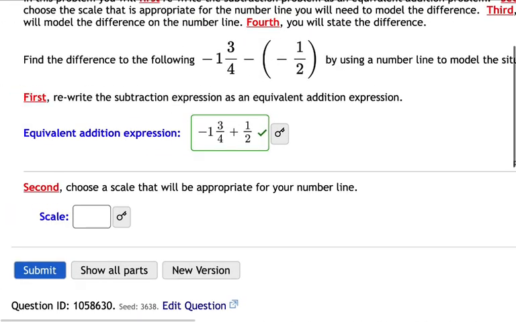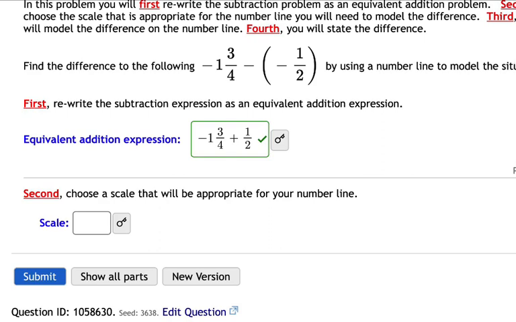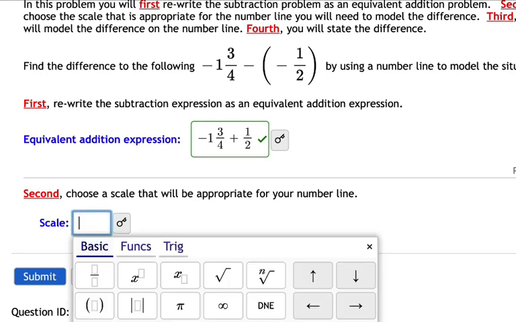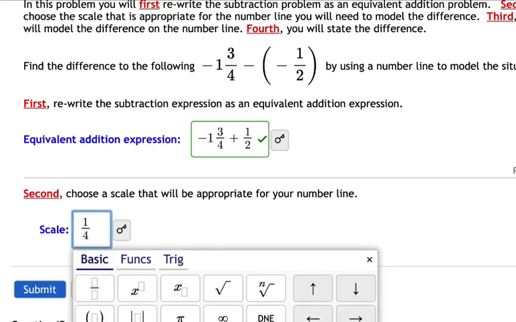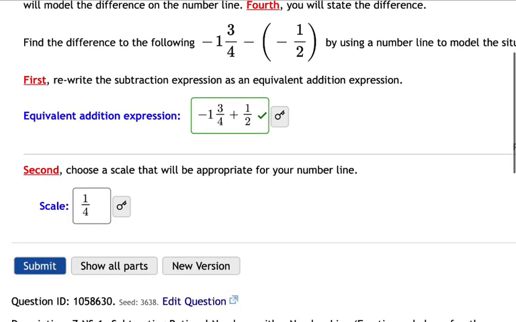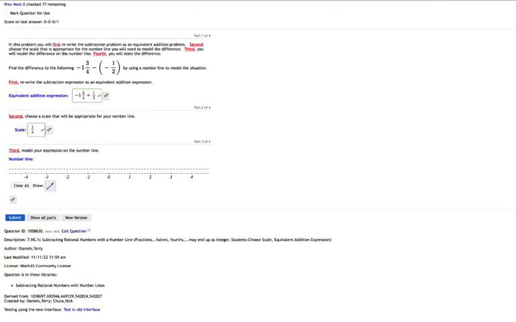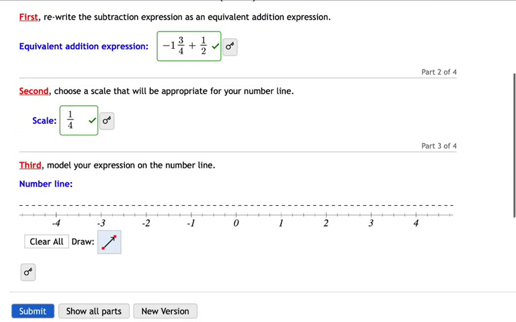Now we choose our scale. So we're talking about fourths and halves here. So we really have to think about this in terms of the common denominator. The least common denominator between 4 and 2 is 4. So therefore our scale should be 1/4. Don't make the scale 4, because then the number line will be going by 4s. You need it to go by 1/4. So submit. We now have our number line, and you can see that it is by fourths.